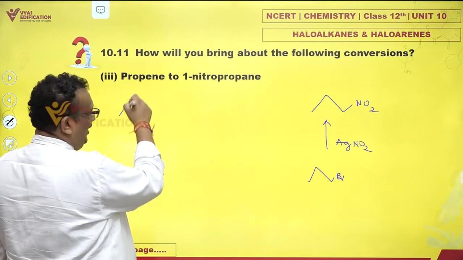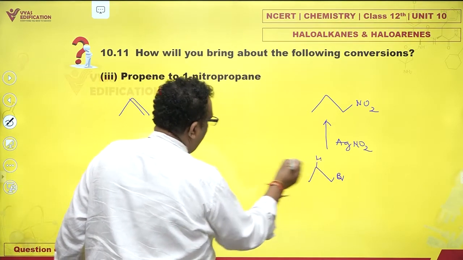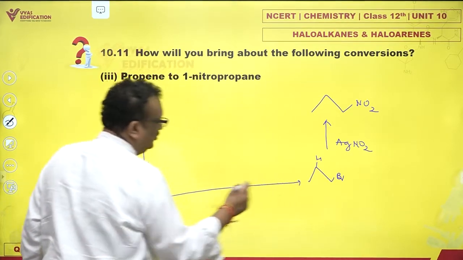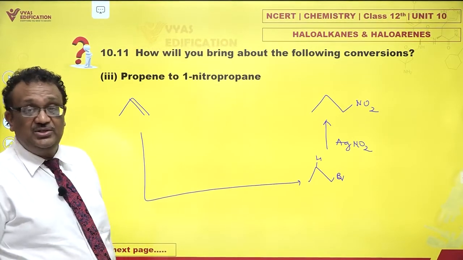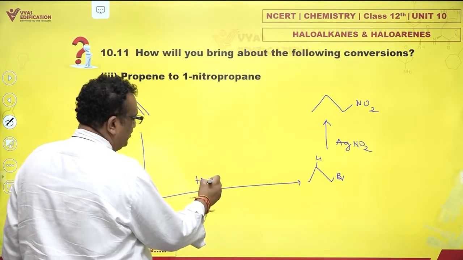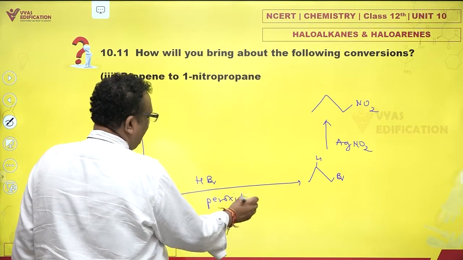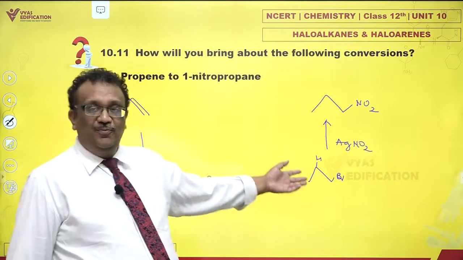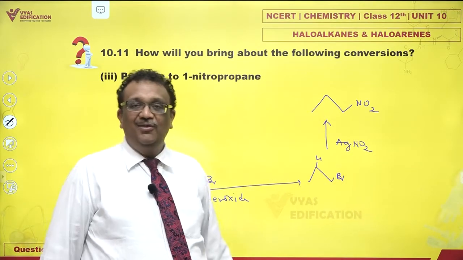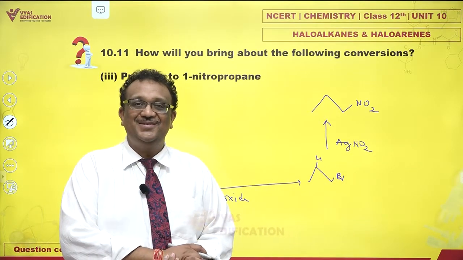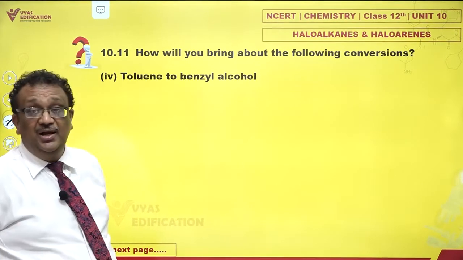Now, I need to add HBr. But this looks like anti-Markovnikov addition. Yes. So use HBr and peroxide. Kharasch effect. So you get one bromo and that would give you one nitro. Just two steps. Now we have toluene to benzyl alcohol.